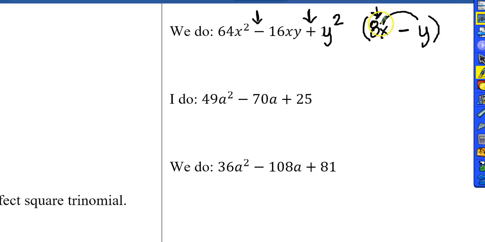Do it again. So negative 16xy. And then square. Y squared. So, yep, it's a perfect square trinomial. Okay? All right. You do the next one. Check your answer against mine when you're done.